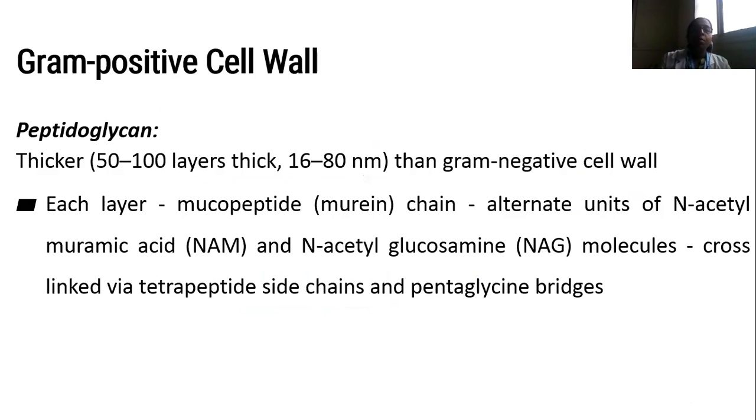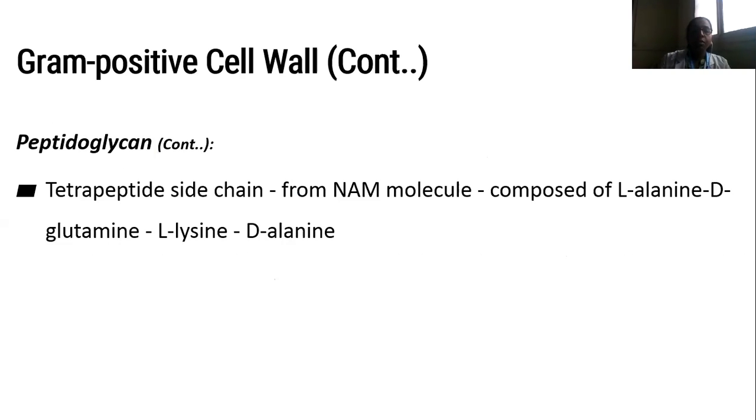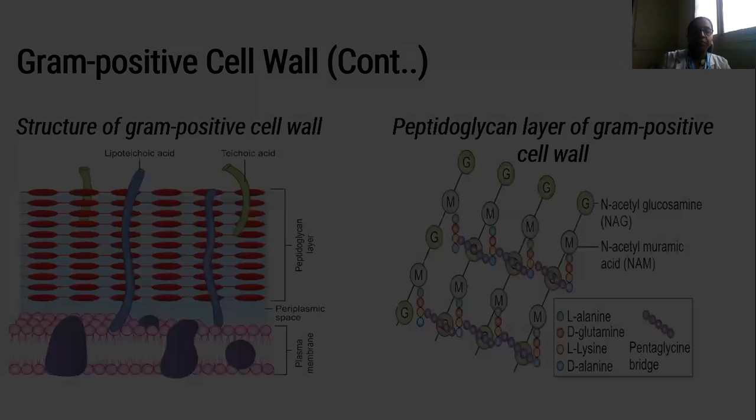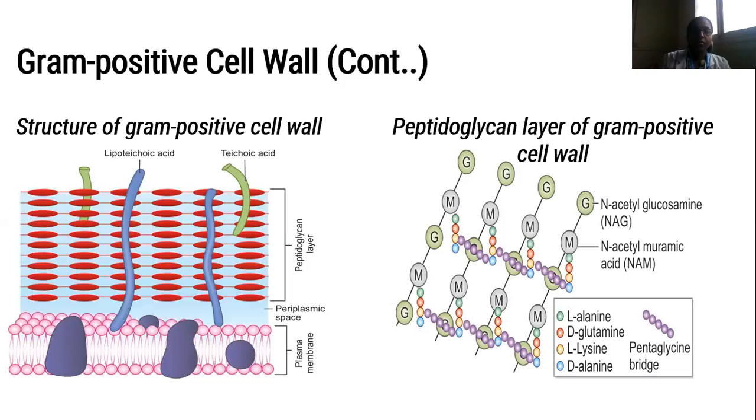As I already mentioned, there is a thicker peptidoglycan in gram-positive, and it is made up of mucopeptide, alternating units of N-acetyl muramic acid and N-acetyl glucosamine, which are cross-linked via the tetrapeptide chains and pentaglycine bridges. The gram-positive cell wall is also composed of L-alanine, glutamine, lysine, and alanine, the other tetrapeptide chain amino acids. Here you can see the thick peptidoglycan layer.